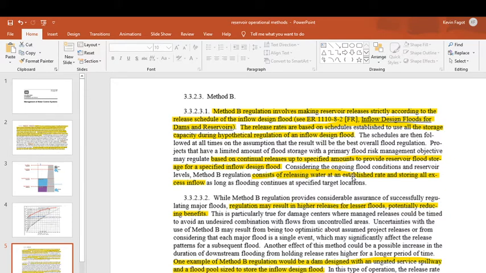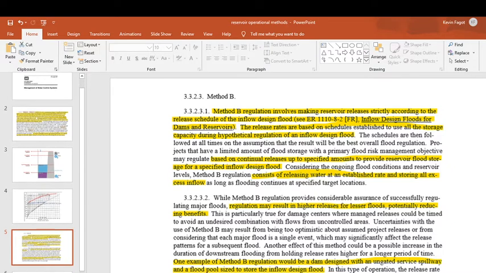It consists of releasing water at an established rate and then storing all excess inflow. And it does point out that it could result in higher releases for lesser floods, and you could reduce your benefits for these lesser floods. It does point out one example of a method B regulation being a dam designed with an ungated service spillway and a flood pool size to store the inflow design flood.